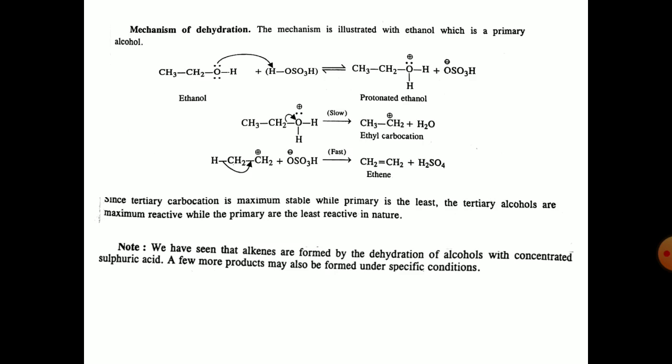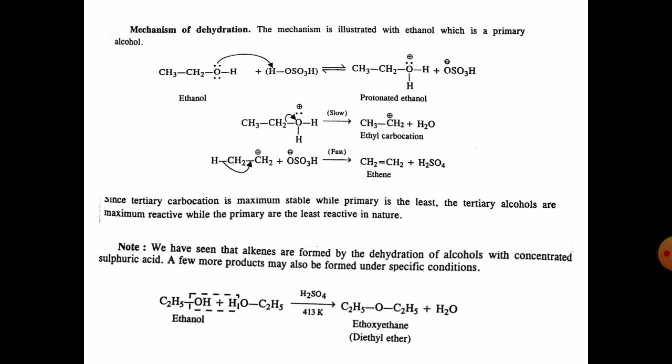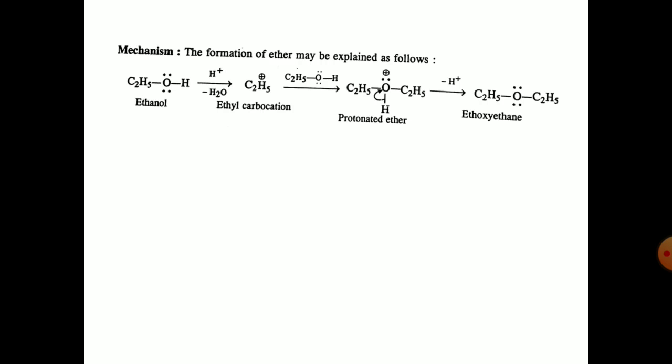We have seen that alkenes are formed by the dehydration of alcohol with concentrated sulfuric acid. A few more products may also be formed under specific conditions. If you take ethanol in excess, then what happens? An ether is formed. You see, C2H5OH plus HOC2H5 in the presence of sulfuric acid at 413 Kelvin will give C2H5OC2H5, diethyl ether, also known as ethoxyethane, plus a water molecule.